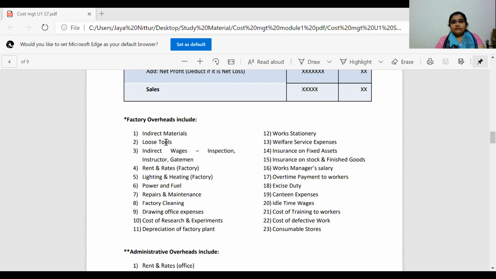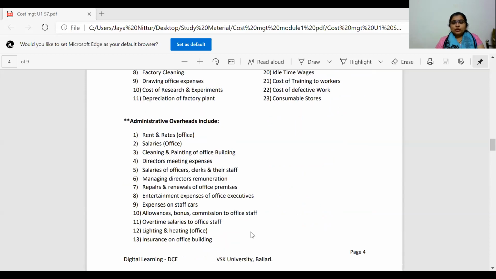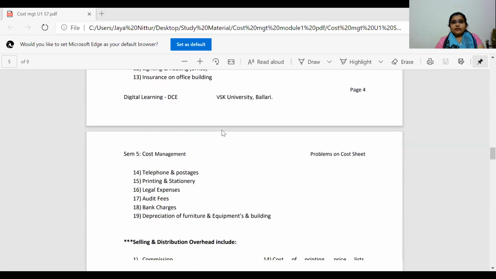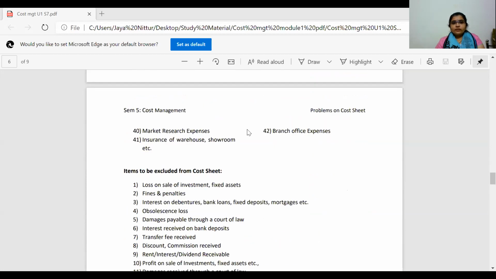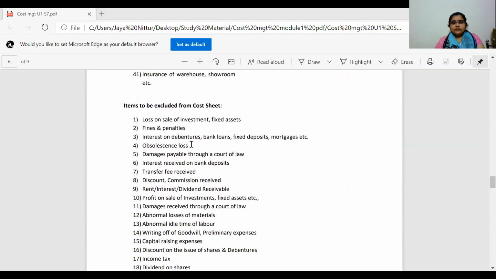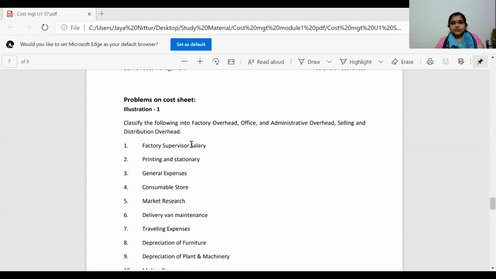These are some important factory overheads: indirect material, loose tools, indirect wages, rent, rates, lighting, heating, power, fuel, repair, maintenance, all the indirect expenses which come under the factory. And administrative overhead, these are all the indirect expenses which come under the office work. Then we have selling and distribution overheads. Again, there are so many examples like this. These are some important expenses we need to consider.